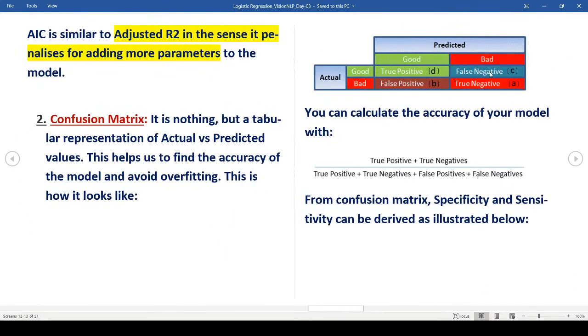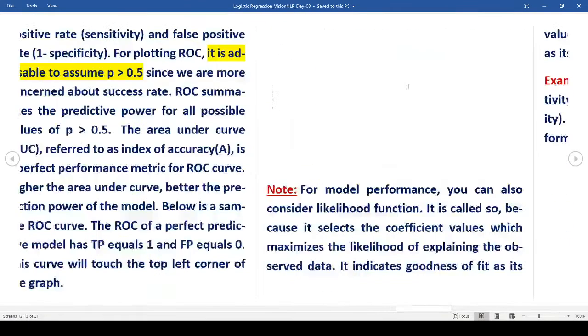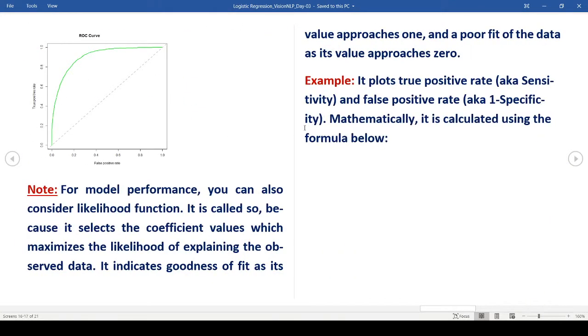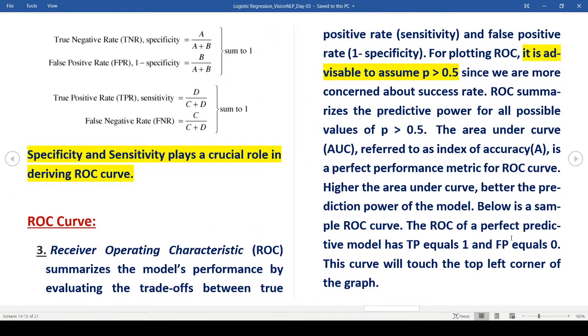If you look at this graph, you can make sense of it. We plot this graph between these two. So this is the typical ROC curve, and the area under curve, this region, is called AUC. In this curve there's one line: the ROC of a perfect predictive model has TP equal to 1 and FP equal to 0.